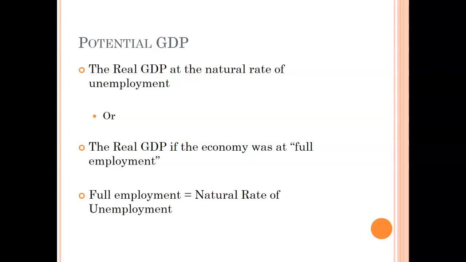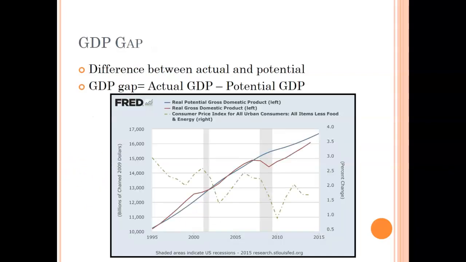So what's the impact? Why do we care about this? The real GDP shows us what the economy could be producing, and then we can use that as a barometer to say, where are we actually at? So again, the potential GDP is the real GDP at the natural rate of unemployment, meaning at full employment. And again, full employment is the same as the natural rate of unemployment, or NRU.